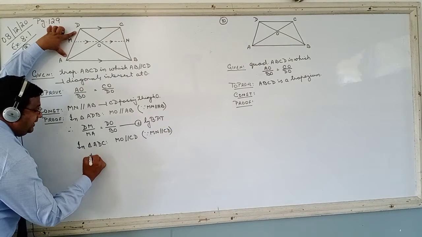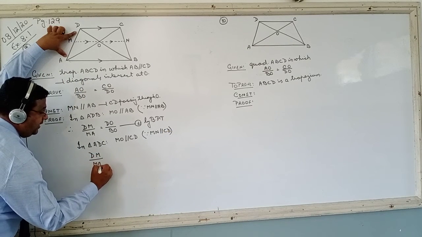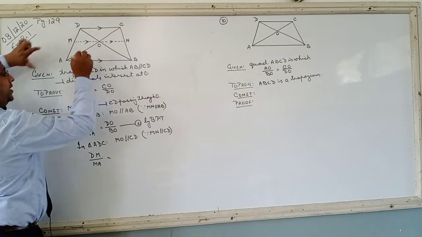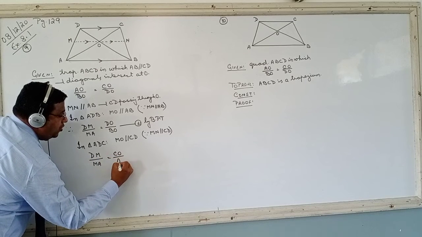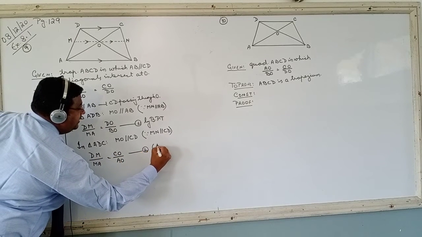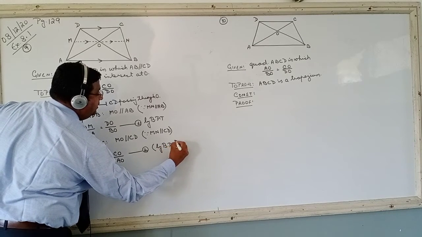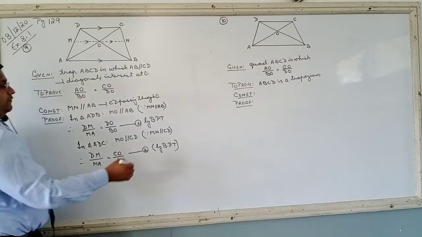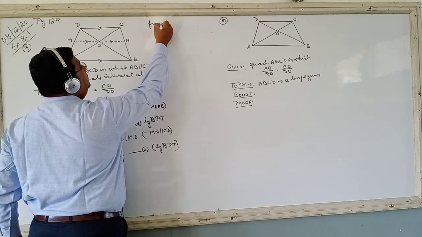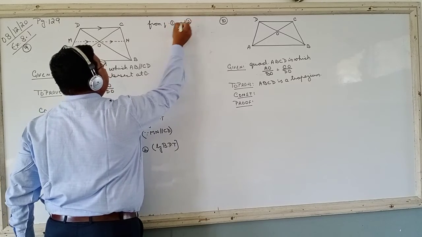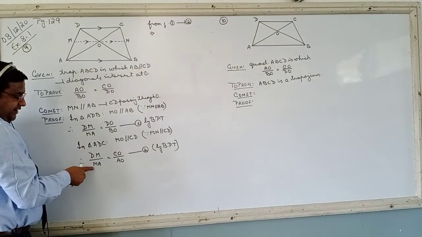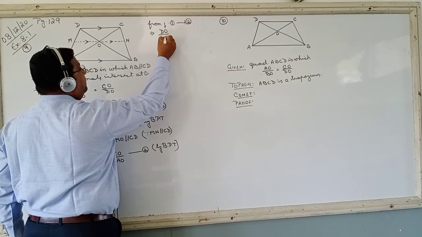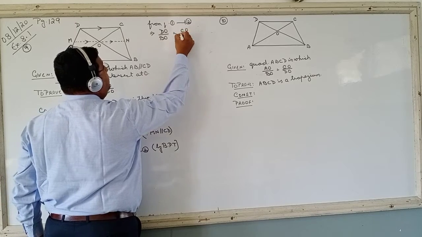So therefore, DM upon MA is equal to CO upon AO. Equation number second. Reason by BPT. Is the right and left hand side equal? So from equation first and second, left hand side is equal, so right hand side is also equal. DO upon BO is equal to CO upon AO.